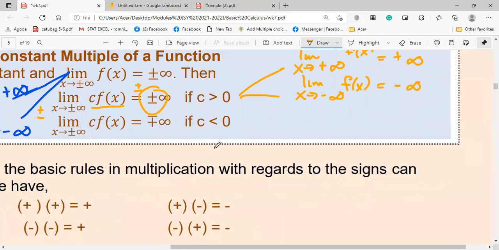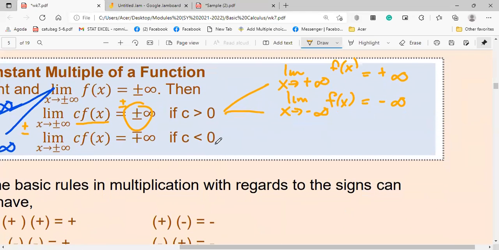So ang ibig sabihin nito, class, may kinalaman ito sa performance task. Kung positive ang number at imultiply mo sa negative infinity, ang sagot ay negative infinity. Wala siyang epekto, kasi positive can just dance. Kumbaga, pag positive ang number, nakikisama lang siya. Wala siyang epekto pagdating sa sign. Another is if you have 1/2, a positive number, multiply that to positive infinity is positive infinity.